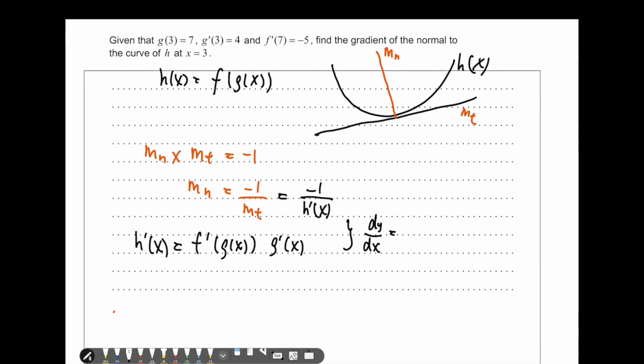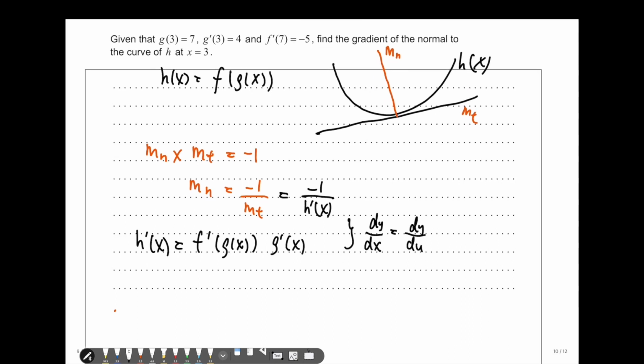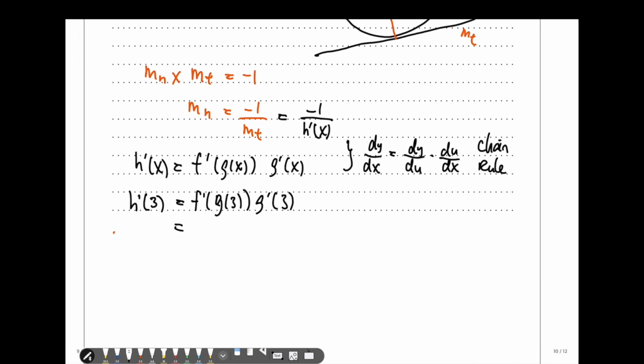So what I'm now doing is just doing the chain rule. So we have dy/dx. It means that we have dy/du times du/dx. So that is what I'm doing, the chain rule. And then I want to find the gradient of the normal when x is equal to 3. So I have to substitute the value into it: g(3) and then g prime 3. So far so good.